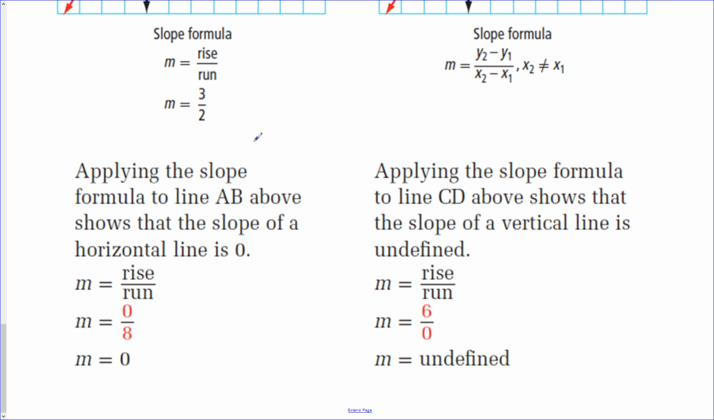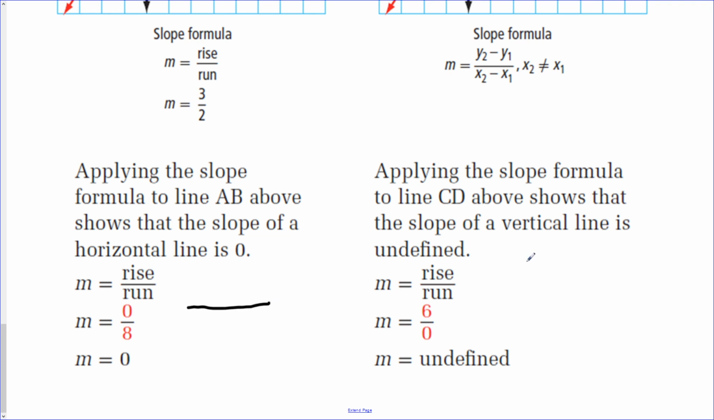For a vertical line, however, our rise is whatever that is, but our run is going to be 0 because it's not going anywhere left or right. However, we're not allowed to divide by 0. So the slope of a horizontal line, a straight line flat, is 0.